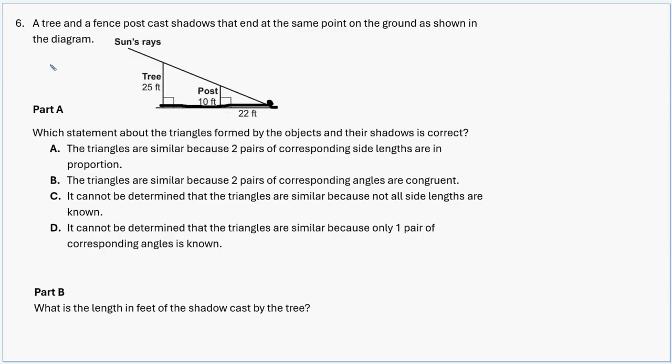Part A, which statement about the triangles formed by the objects and their shadows is correct? So read through those. The answer is B. The triangles are similar because two pairs of corresponding angles are congruent. We've got the right angles here in the corner by the tree and the post, and then this angle at the very tip here would be shared between both of the triangles, the big one and the small one.